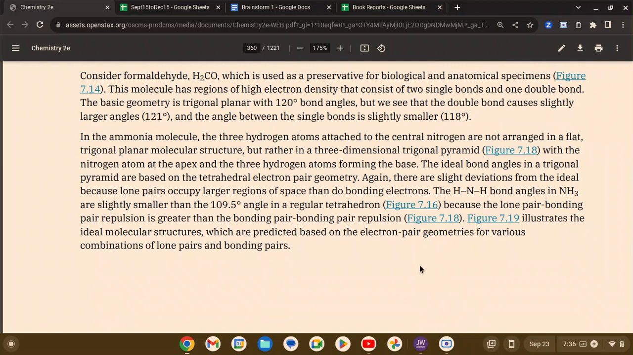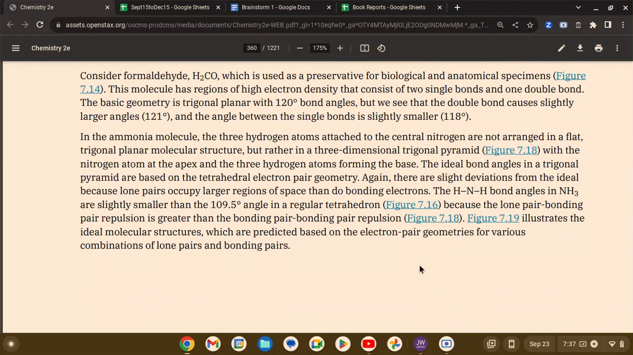In the ammonia molecule, the 3 hydrogen atoms attached to the central nitrogen are not arranged in a flat trigonal planar molecular structure, but rather in a 3-dimensional trigonal pyramid, with the nitrogen atom at the apex of the 3 hydrogen atoms forming the base. The ideal bond angles in a trigonal pyramid are based on the tetrahedral electron pair geometry.